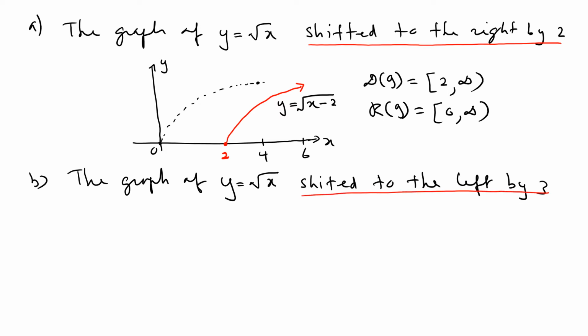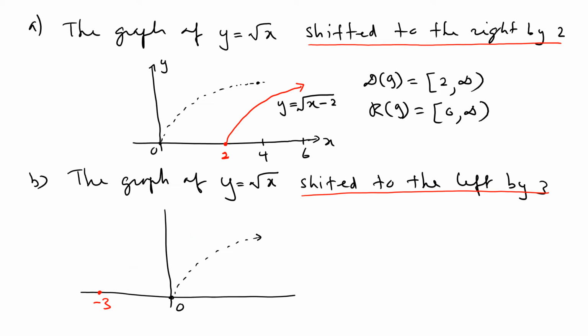Good. As before, we have the original graph, the curve function. I'm going to draw it as a dotted line. This curve function, you're going to move to the left by 3 units. So this is -3. That is the new graph.